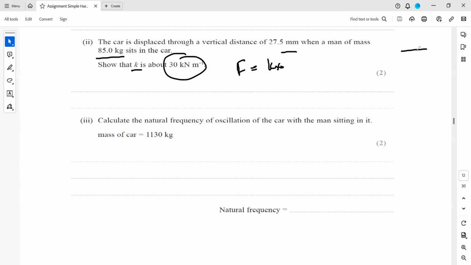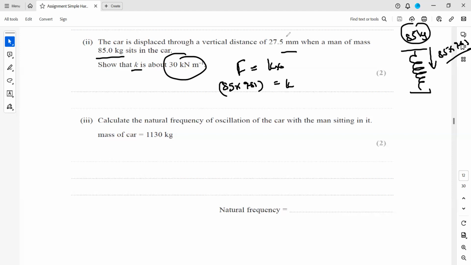In this example, a car spring system is there, and a man of mass 85 kilogram is sitting on it. If the mass of the person is 85, what will be the weight? It will be 85 times 9.81. So the force applied here is 85 times 9.81. K we don't know. The car is displaced through a vertical distance, so the compression is 27.5 millimeter. We divide by 1000.